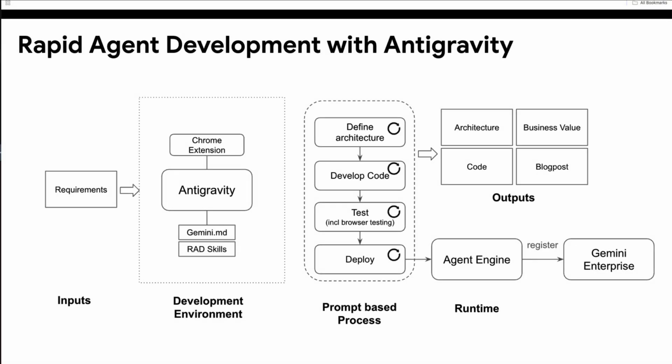So to summarize, we have seen how we can use rapid agent development with Antigravity to design, build, and deploy agents to agent engine and then make them available through Gemini Enterprise, as well as complete testing of these agents using the browser testing that comes with Antigravity.